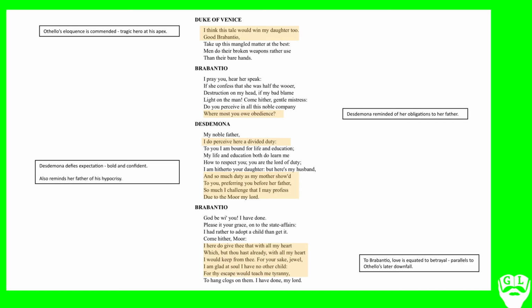Notice this important point here. Brabantio, love is equated to betrayal. There are parallels here to Othello's later downfall. Brabantio is hinting at the fact that if Desdemona was willing to betray her own father, there's a hint that she may well be willing to betray the general Othello. Interesting little parallel to mention.